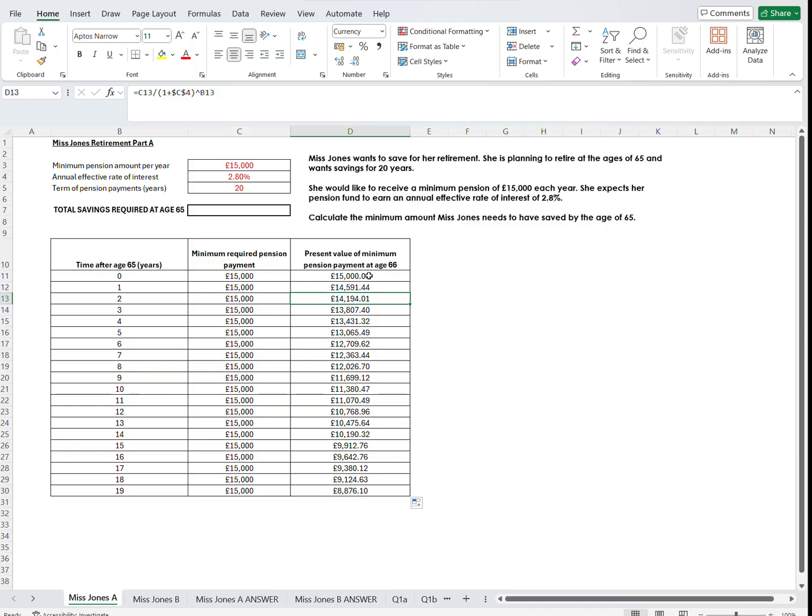Okay, so in total, how much would she have to save? Well, what we would do is we would add up all of this. So she needs £233,710.79.